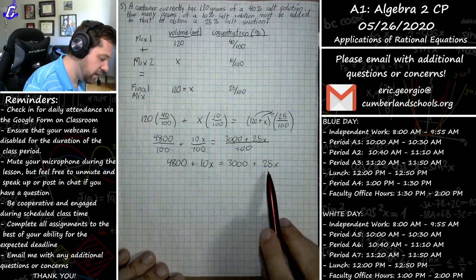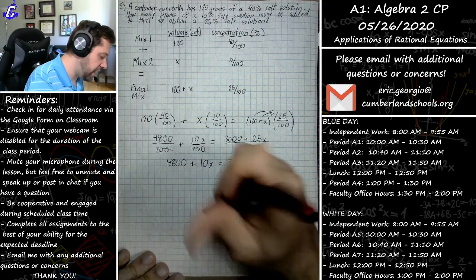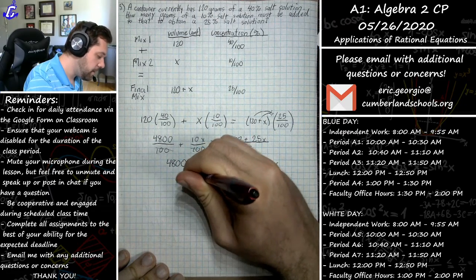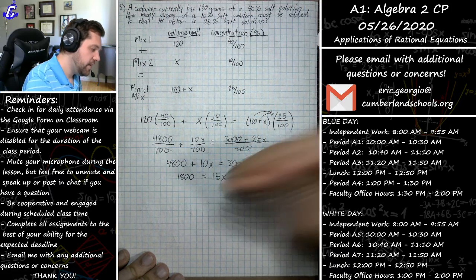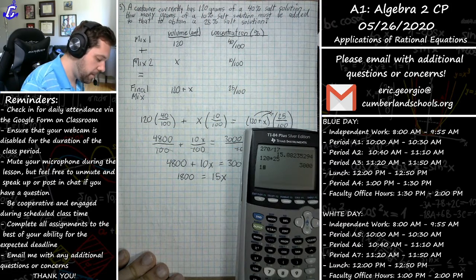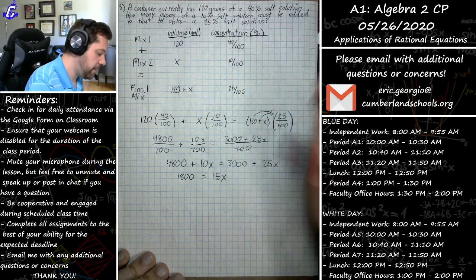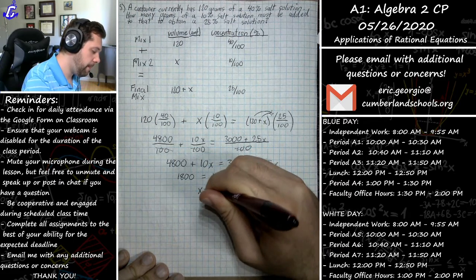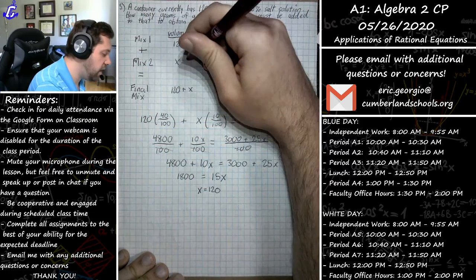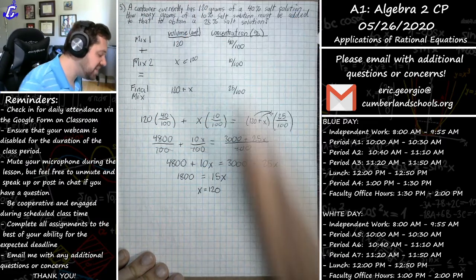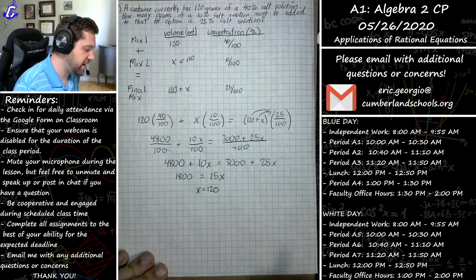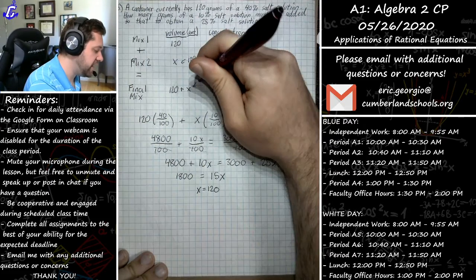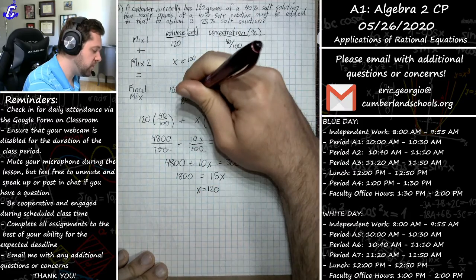You can say, well, let's subtract the 3,000 to this side. We get 1,800 and move the 10x over here. So I'd say equals 15x. And divide by 15 over 15. We get 120. So that means 120 grams must be added to it, the same amount. Actually, if you notice, 25 is directly in the middle of 40 and 10. And that would mean that my final mixture would have 240 grams total.